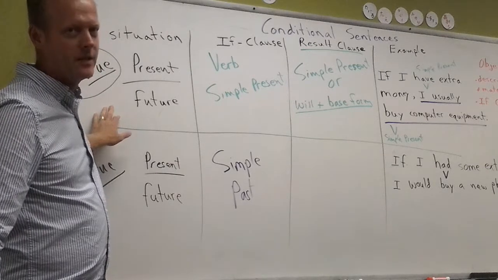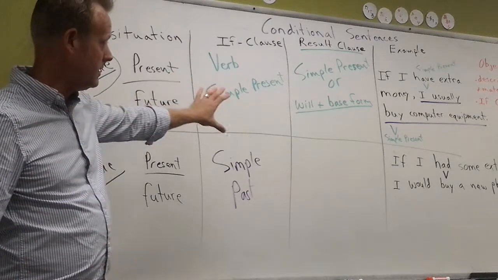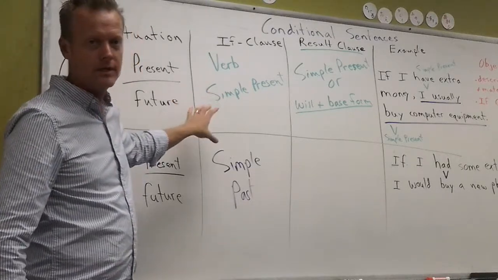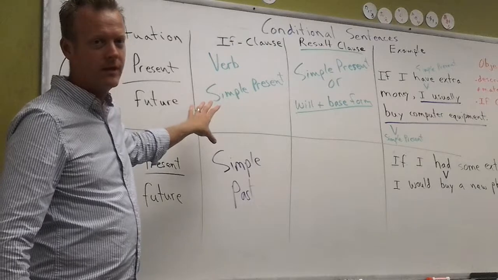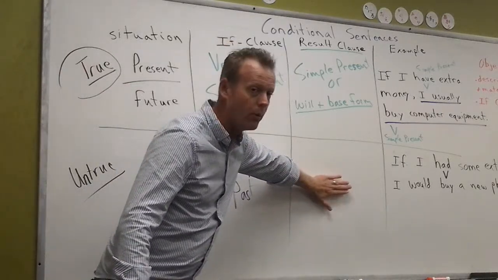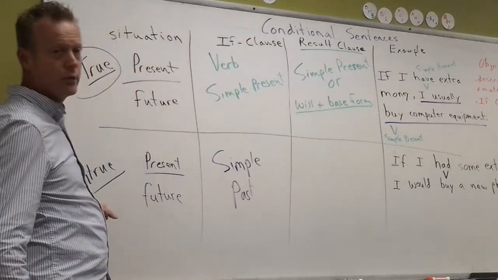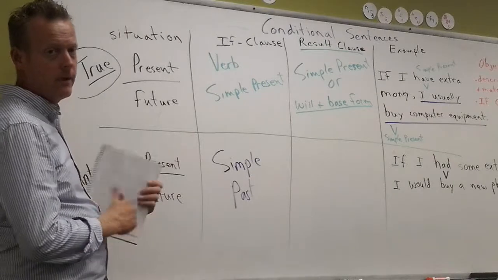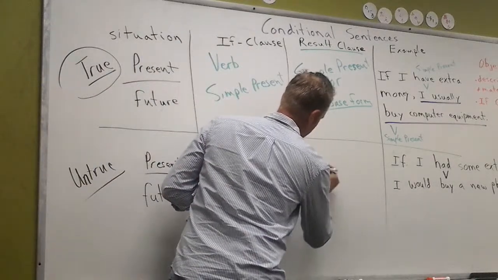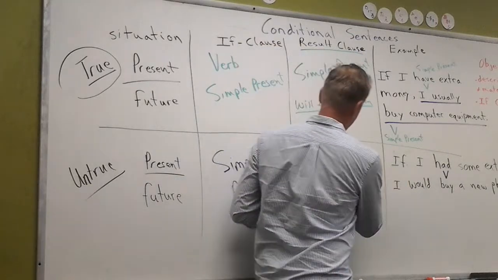You cannot. This is tricky business. And the good news is, you stick to this rule, otherwise it doesn't mean what you think it means. So first of all, let's put the last thing up here because this is important. What do I need in the result clause for an untrue in the present or future? Would plus simple form. You need would plus what? Simple form. Base form. Good.